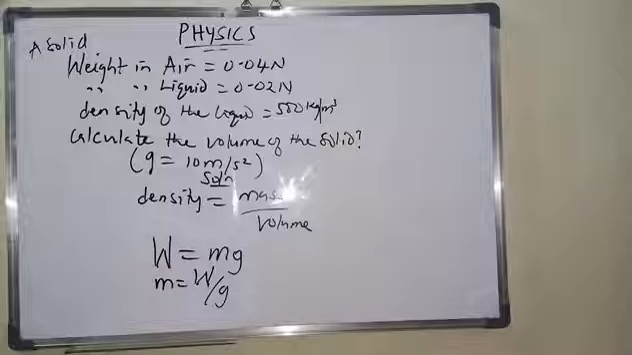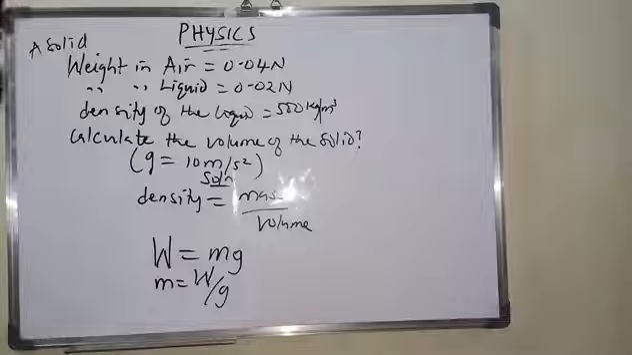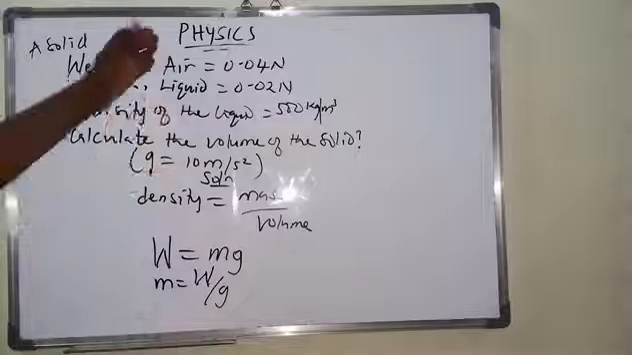By applying the Archimedes principle, like I said, there is an upthrust. It's a force in the liquid acting in the upward direction upon the solid. And this upthrust is equal to the weight of the liquid displaced. How do we get this upthrust? The upthrust is simply obtained by taking the difference in the weight of the solid in air and in the liquid.